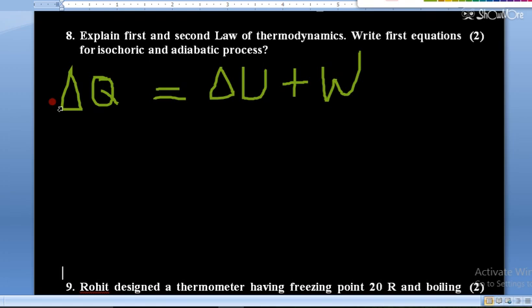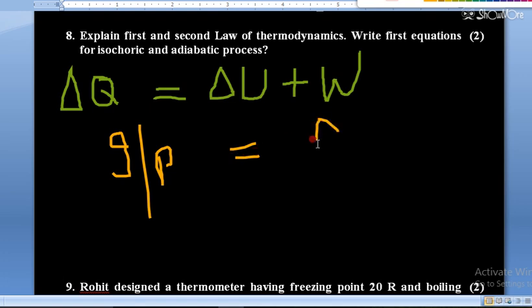This is the first law, and the second law statement says that it is impossible to make a machine which has 100% efficiency. Or you can define the second law: it is impossible to design a machine whose input is equal to output. कोई ऐसी मशीन हम नहीं डिज़ाइन कर सकते जिसकी इनपुट इक्वल टू आउटपुट हो. That is Kelvin-Planck's statement. So you can write that statement. So there is no such machine which is 100% efficient, or you can say there is no such machine whose input is always equal to output.